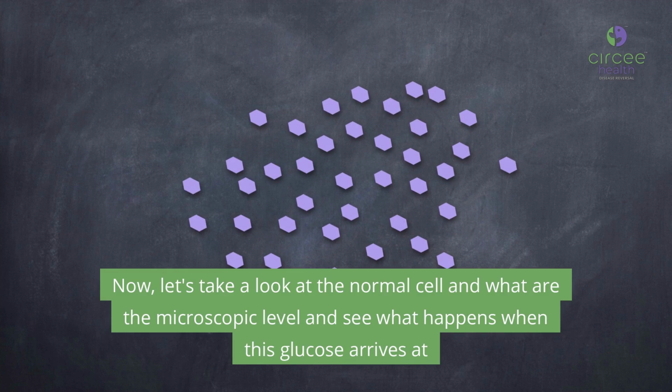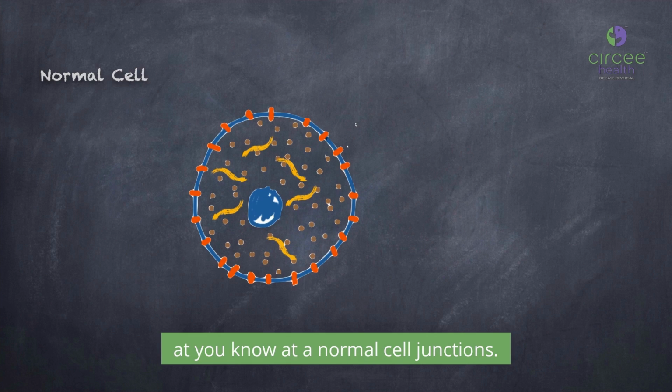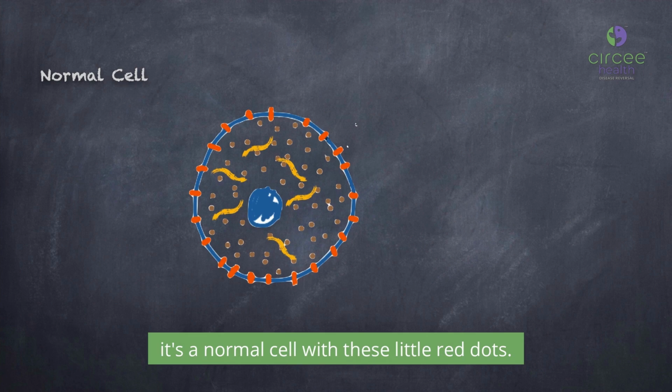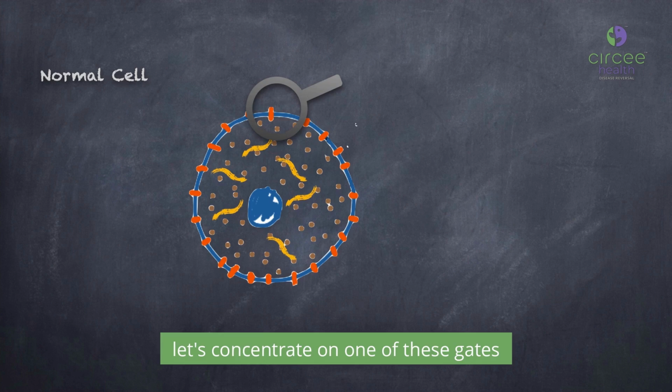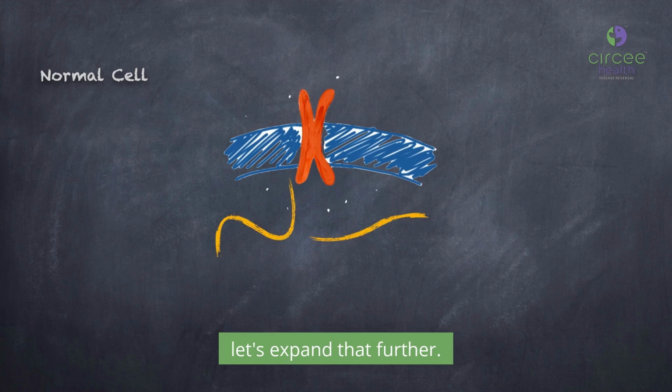Now let's take a look at the normal cell and go to the microscopic level and see what happens when this glucose arrives at a normal cell junction. It's a normal cell with these little red dots. Those are gates, if you will, through which glucose can enter the cells. Let's concentrate on one of these gates. Let's expand that further. These little yellow squiggly lines, it's fat within cells.